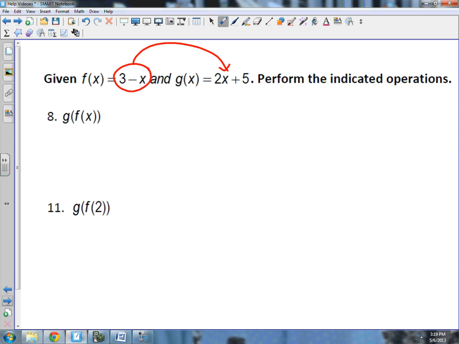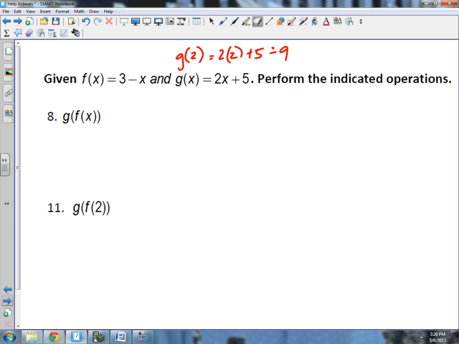Okay, a lot of times students get confused here. But just think of it like any function. If I wanted to take like g of 2, well, what would you do? Well, I'd take 2 and I'd replace x. Everywhere that I see x, I'd replace it with 2. So I get 2 times 2 plus 5. So that would actually be a number that would give me 9.